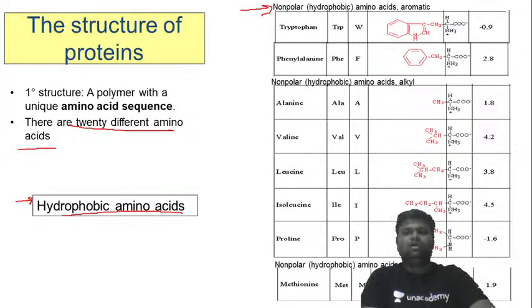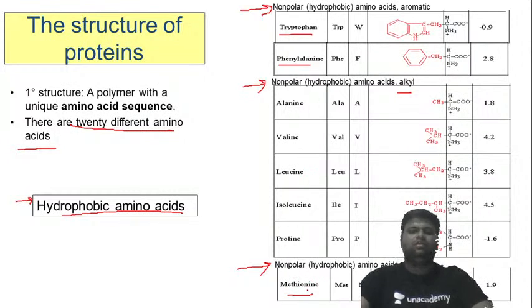This one is the non-polar amino acids. Non-polar, which are hydrophobic, including tryptophan and phenylalanine. Non-polar hydrophobic amino acids which are alkyl. Tryptophan and phenylalanine are aromatic, and alanine, valine, leucine, isoleucine, proline are alkyl amino acids which are non-polar hydrophobic, and non-polar hydrophobic consist of methionine.